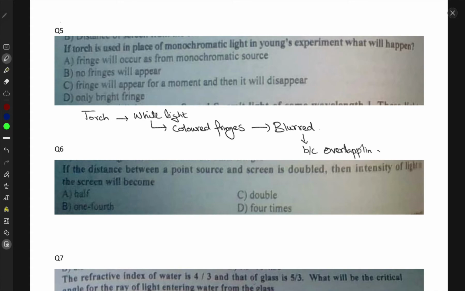which means that you can clearly understand that this would imply that no fringes would really appear, because when you use this torch in the double slit experiment, these fringes would be blurred. So in a nutshell, you cannot really see any fringes, and hence no fringes will appear.